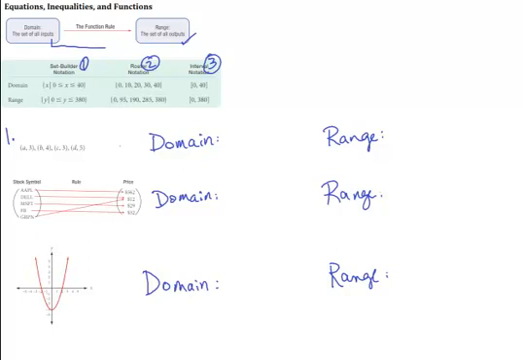Let's write the domain. It's going to be easiest to do roster notation here. So I'm going to write A, B, C, D. It's the set of all the x's. Let's write the range. That would be 3, 4. Oops, I already have a 3. Don't double up. And then a 5. There we go.